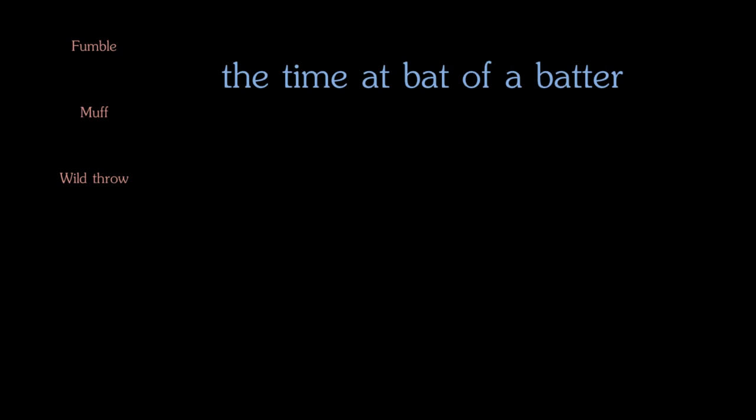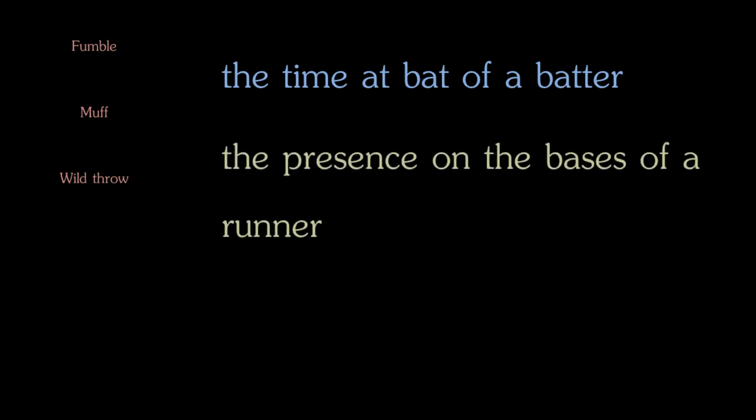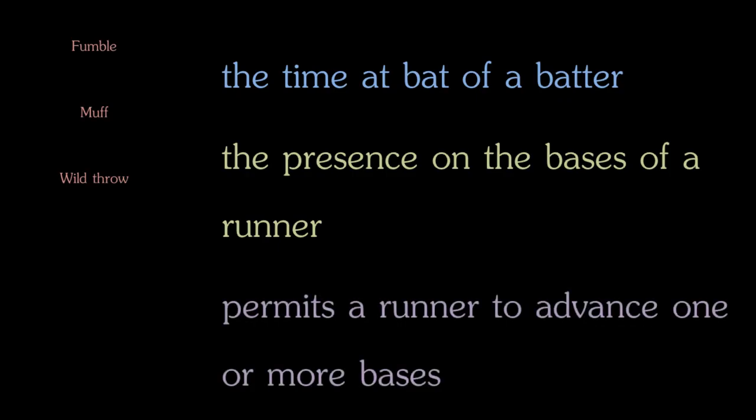A misplay is broken down into three parts. A fumble, which is bobbling a ground ball. A muff, which is dropping either a fly ball or a ball that has been thrown to you by another fielder. And a wild throw, which is pretty self-explanatory. Doing any of those three things must then lead to one of the following three things. First, either prolong the time at bat of a batter, prolong the presence on the bases of a runner, or permit a runner to advance one or more bases.